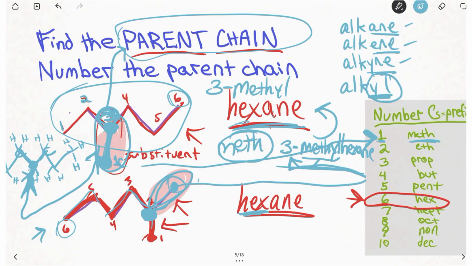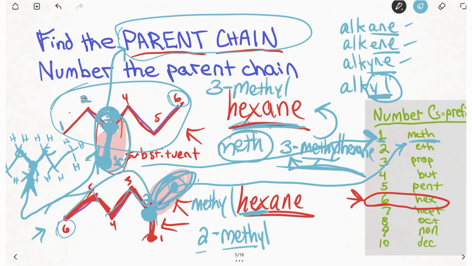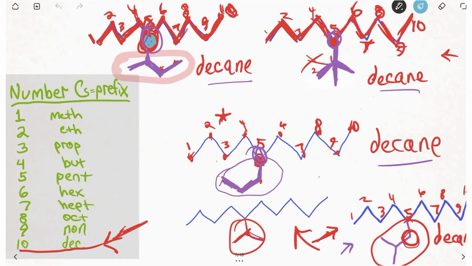So let's look over again. One carbon says meth, and since it's a substituent, we put -yl at the end of it, methyl, and it is on the number 2 carbon. So that is 2-methyl, because the methyl group sticks out from the second carbon in the parent chain. And then you just add the name for the parent chain onto the end of this with no hyphens or anything. So 2-methylhexane.